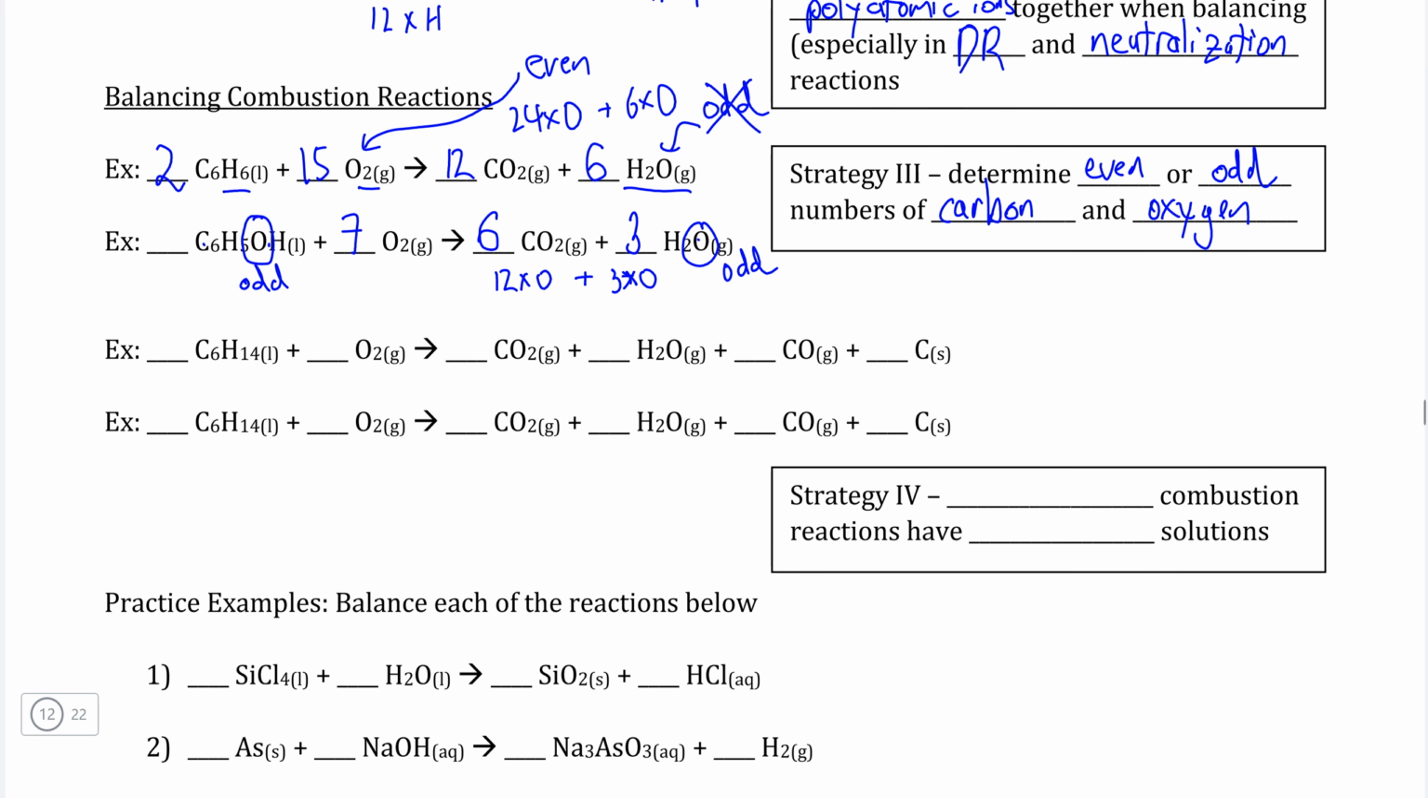So simply by doing a little bit of analysis and seeing whether each side is possible to have an even or odd number of oxygens is a good strategy to help us determine whether we need to double all of our balancing coefficients like so.